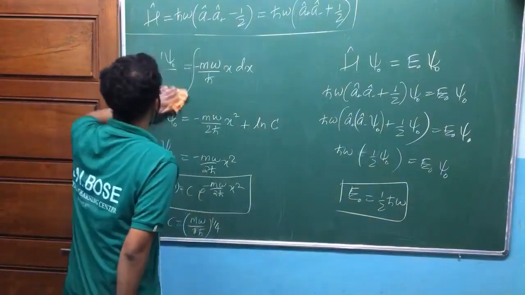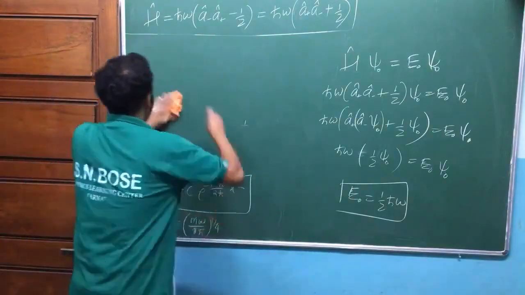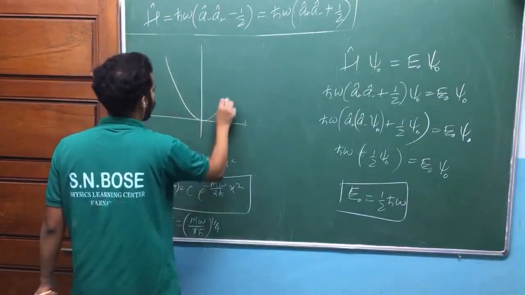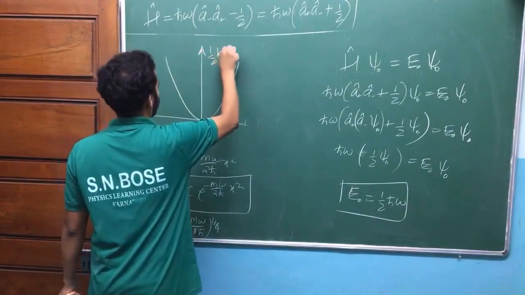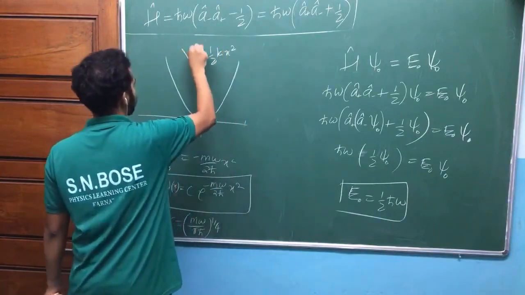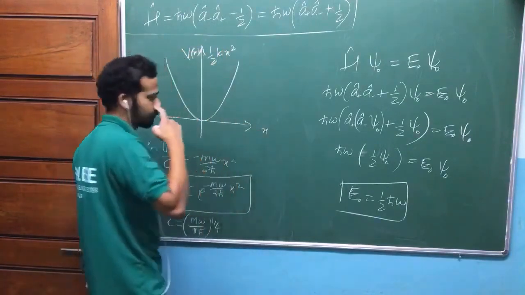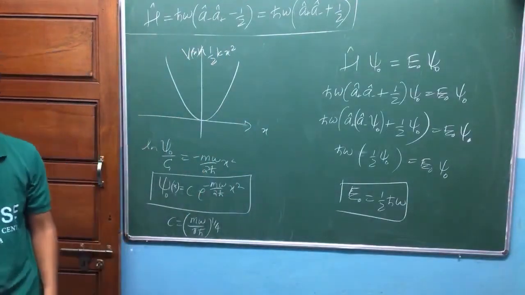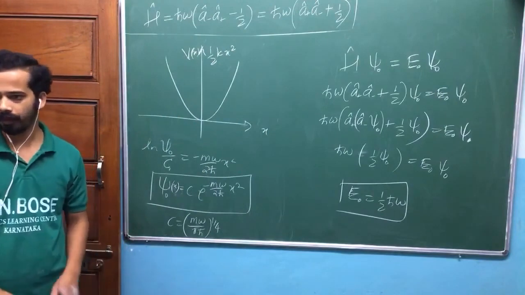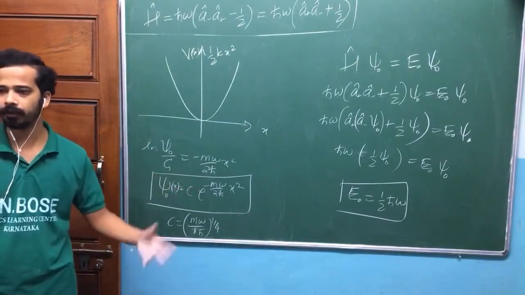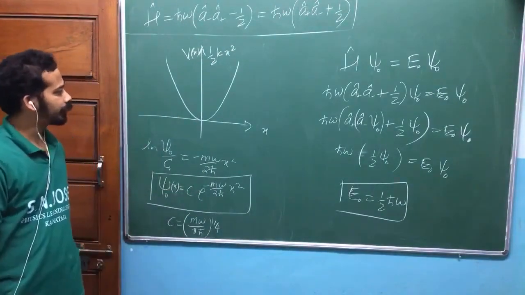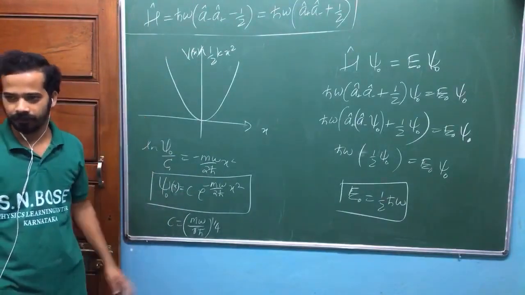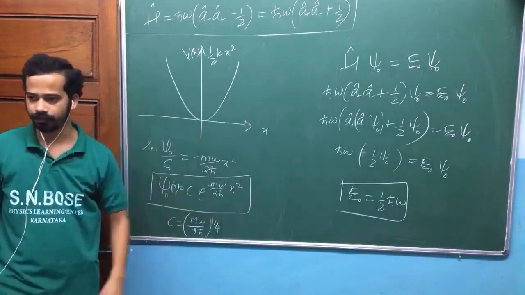That's a very good question. What they are asking is, look here, you have a potential, half kx squared, as a function of x. In quantum mechanics, a particle doesn't exist if the potential is infinity. The particle will not exist at a position where the potential is infinity. Now, this potential is infinity at infinity only, not at any finite position.